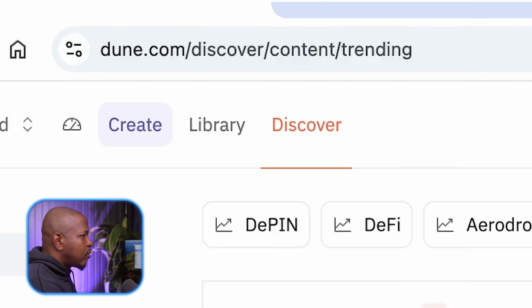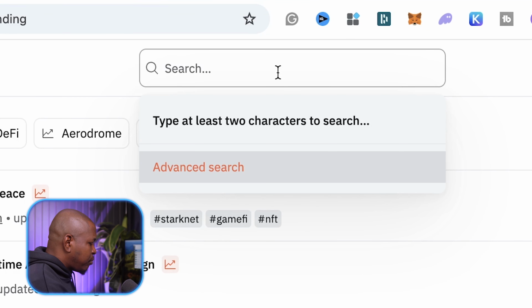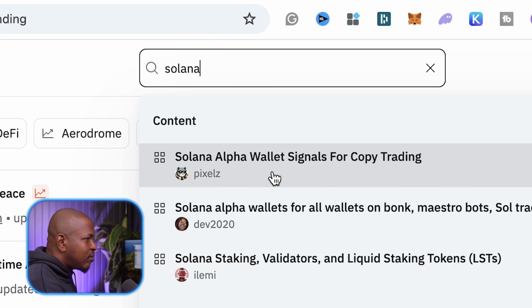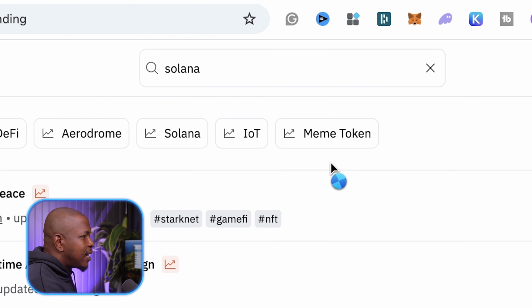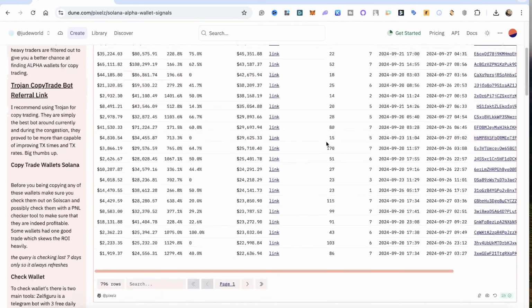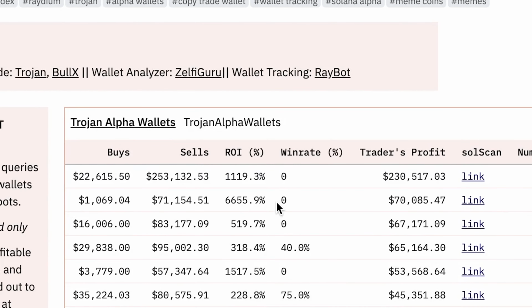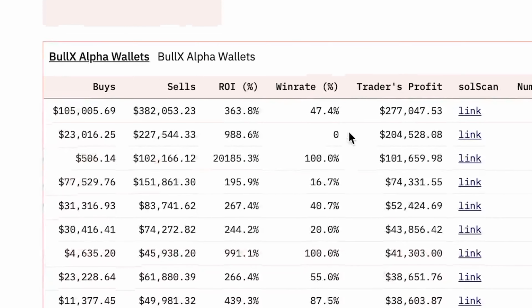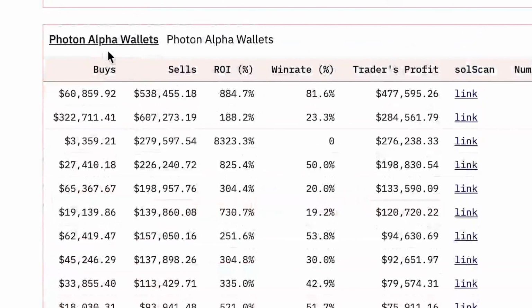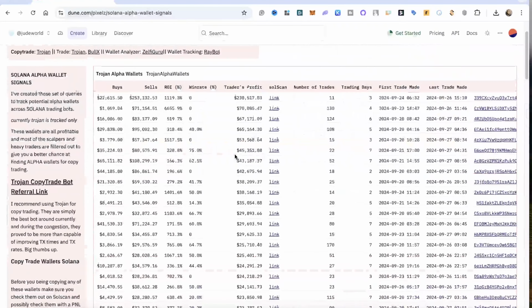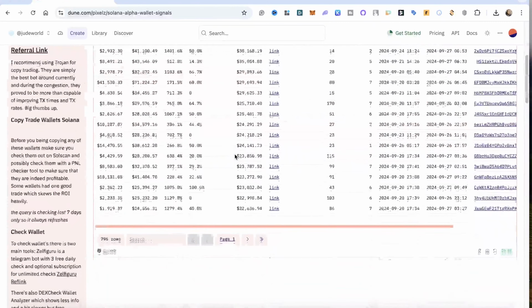So go to dune.com and in the search box type Solana. You see Solana Alpha wallet signal for copy trading. Click on it. Now you're going to see some top wallets from Trojan Alpha Wallet, from BullX, and from Photon Alpha Wallet. So this particular section is just showing you profitable wallets.